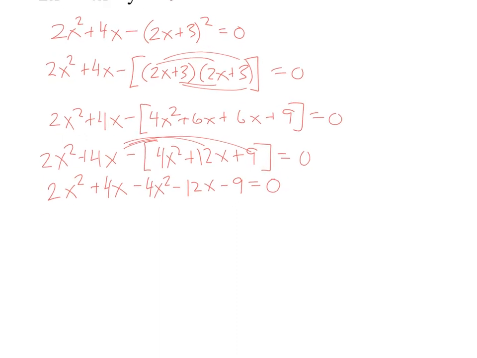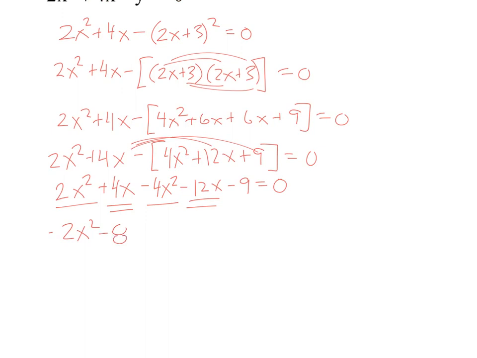Then I have negative 2x squared. I'm going to combine like terms. Minus 8x. Alright, minus 9 equals 0.